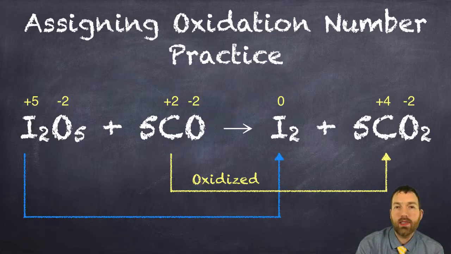And the iodine went from a +5 to a 0. So the only way its oxidation number can get lowered is by gaining electrons. So we remember Ger, gain electrons reduction. So this iodine gained 5 electrons to become something with an oxidation number of 0, which means it was reduced.